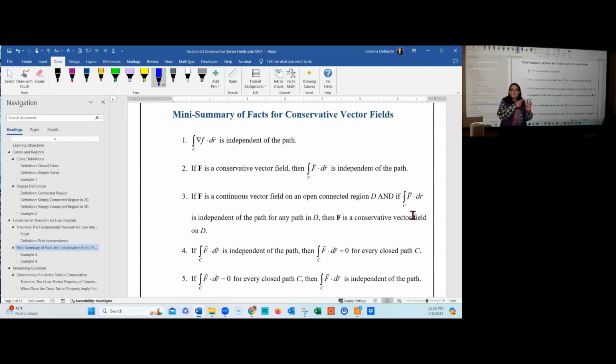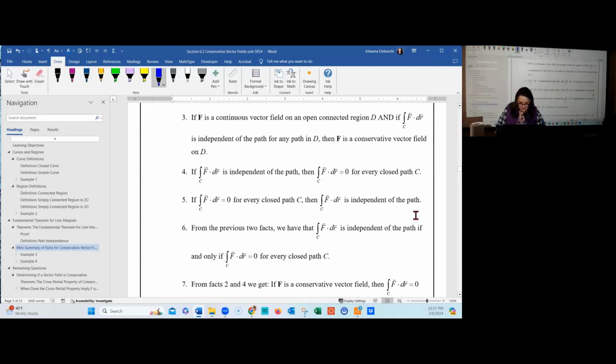But if we add that it is a continuous vector field on an open connected domain and it's path independent, those 4 things together prove that it is a conservative vector field, which means there is a potential function, lowercase f, such that del of f dot dr is, of course, independent. Let's take a look at the next few.